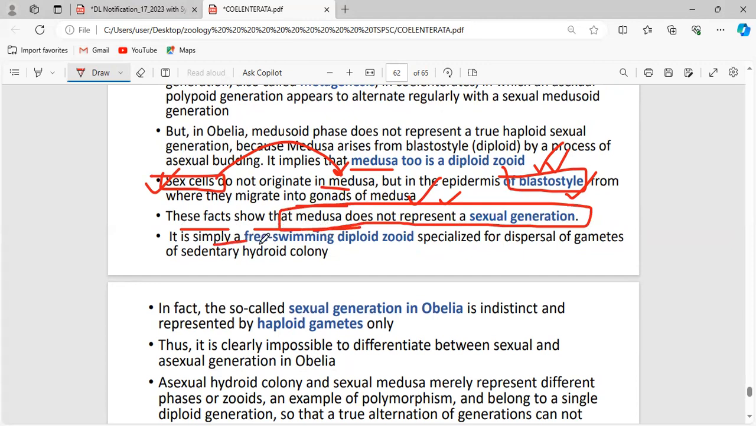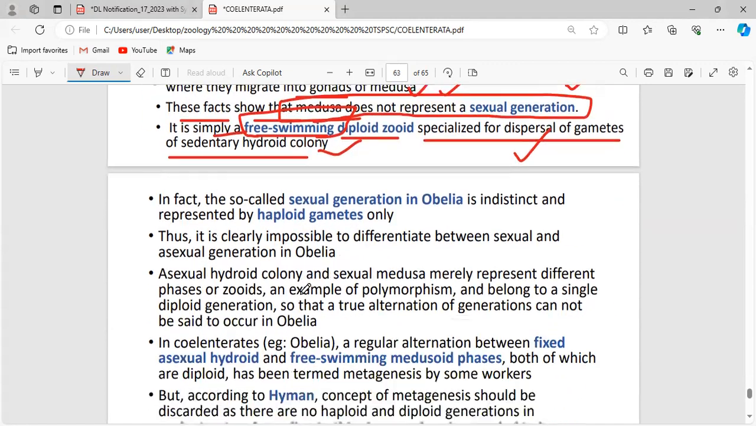It is simply a free-swimming diploid zooid specialized for the dispersal of gametes for the sedentary hydroid colony. As it is free-swimming, it is helpful in the dispersal of gametes. As it is involved in the dispersal of gametes, sexual reproduction is said to be performed by the medusa. Clear?